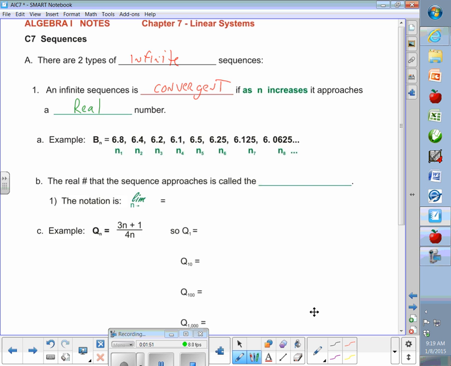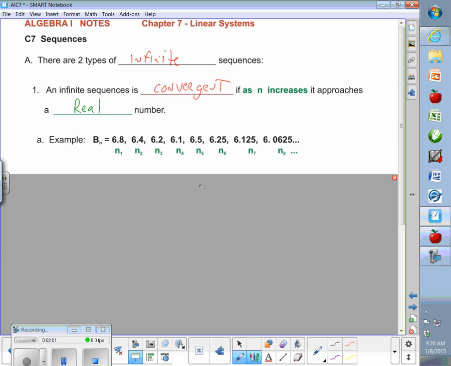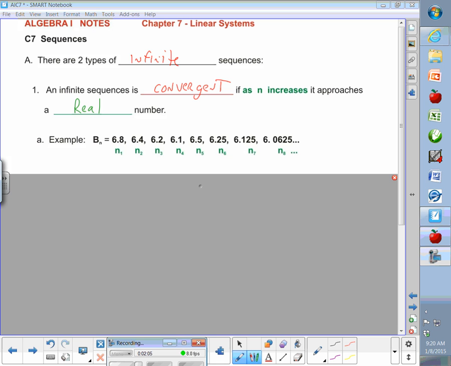Okay, so what does that mean? All right, look at the example right here. Let me put my screen up so I can focus your attention where I need to. If you look at example A here, b sub n, we've got this sequence. When n is 1, we're at 6.8, and then 6.4, and then 6.2, and 6.1, etc., all the way down to n sub 8. The eighth term is 6.0625. That should be enough to give you an idea of what this sequence is approaching.